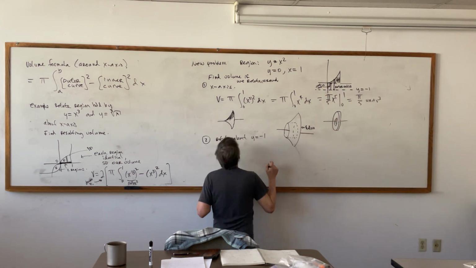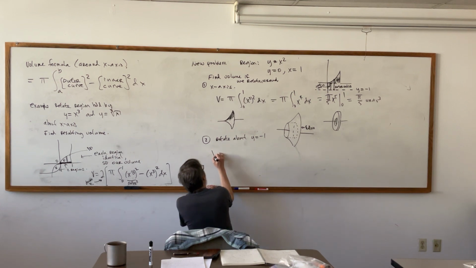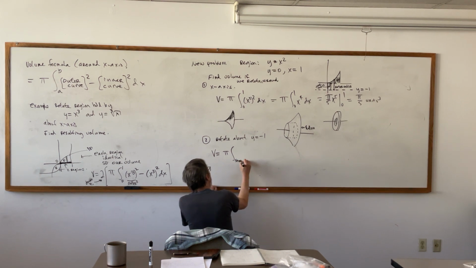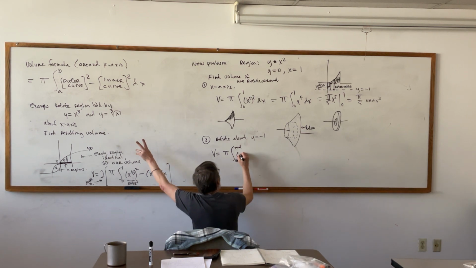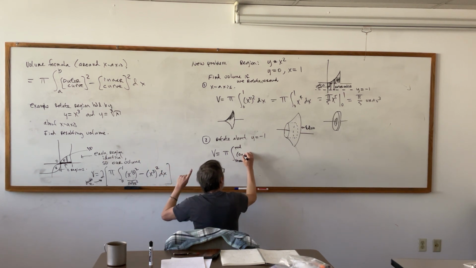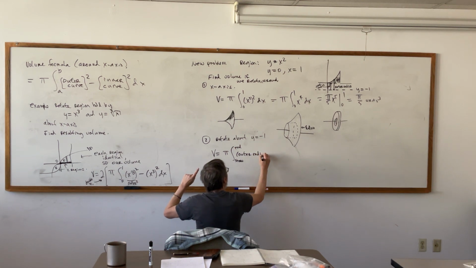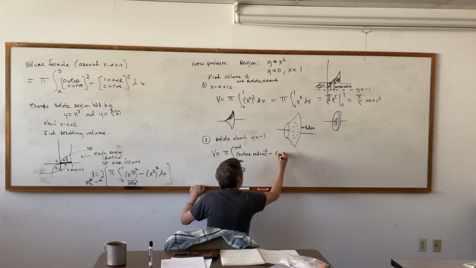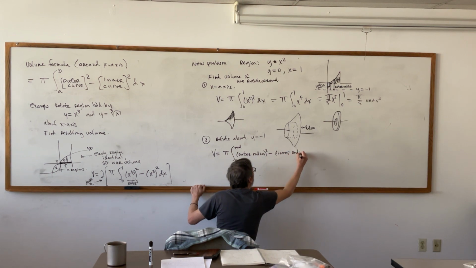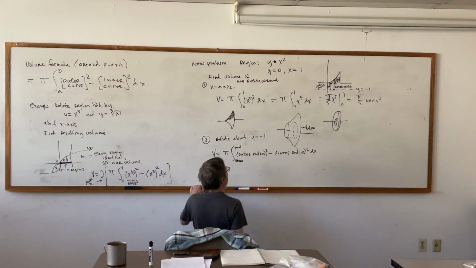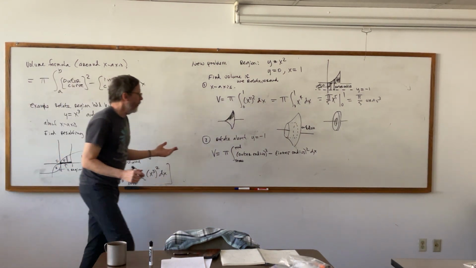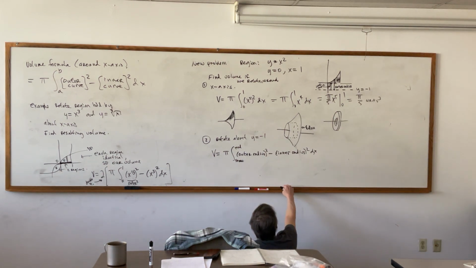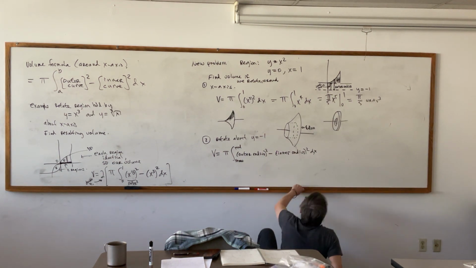So what I'm going to think about now is this formula. Our volume is going to be pi integral from start to end, outer radius squared minus inner radius squared, dx. I'm going to call it outer radius because it's not exactly the curve, it's a little tweak. So in other words, I'm finding the volume as if this thing were totally solid.